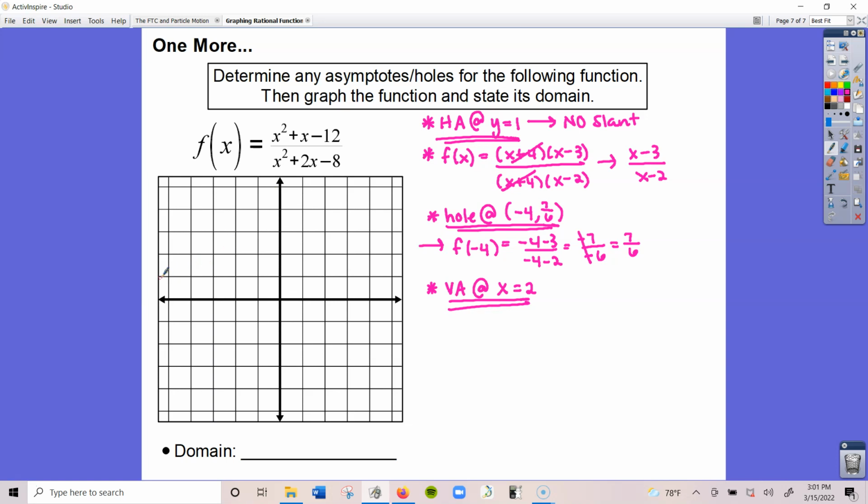So I have the horizontal at y is equal to 1. I have a hole at negative 4 and 7 over 6. 7 over 6 is a little bit more than 1, so I'm just going to put a little hole right above that asymptote. And then I have my vertical at x is equal to 2.